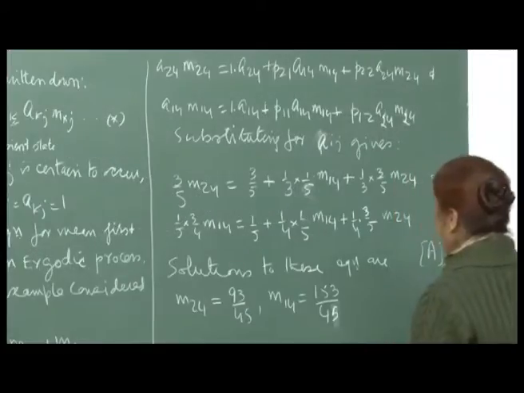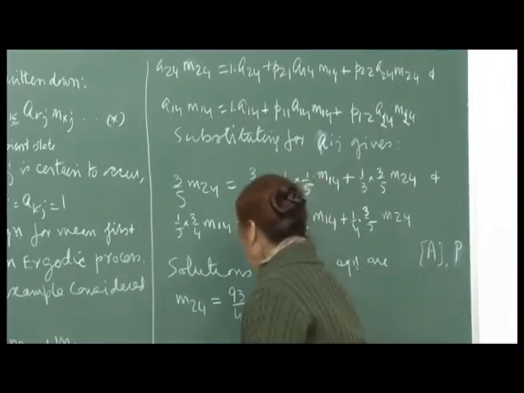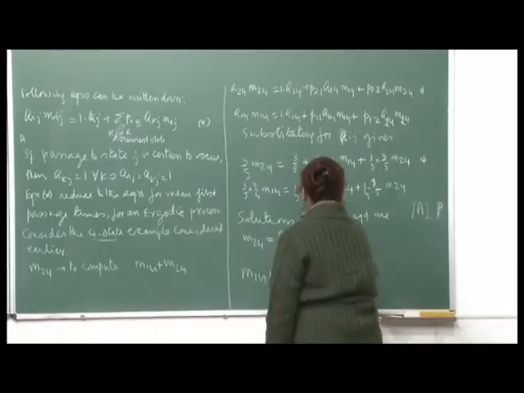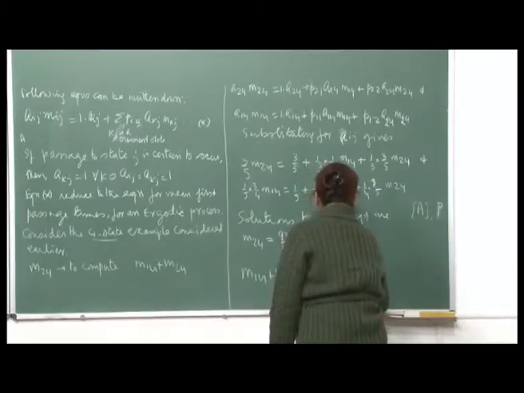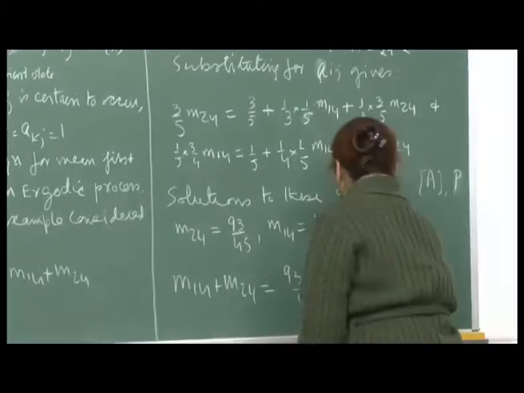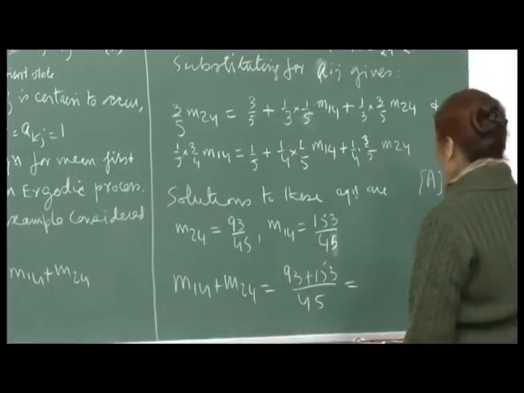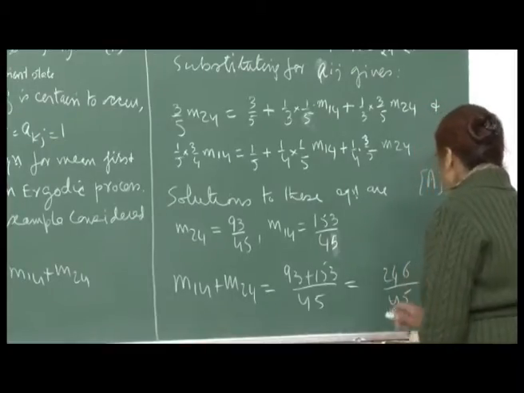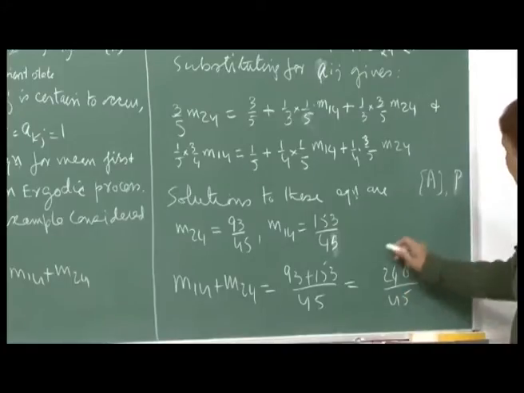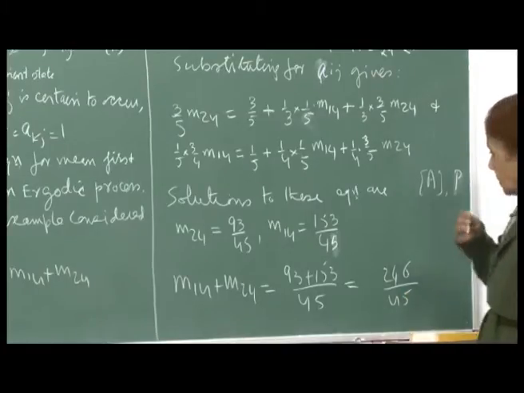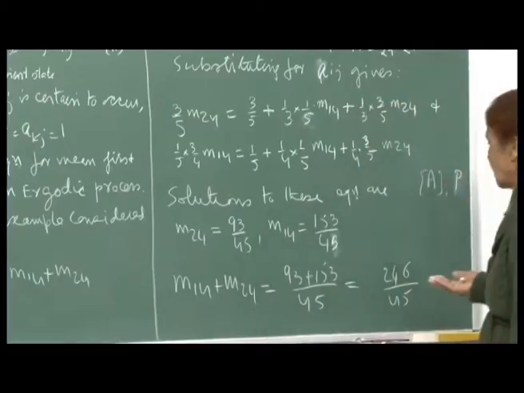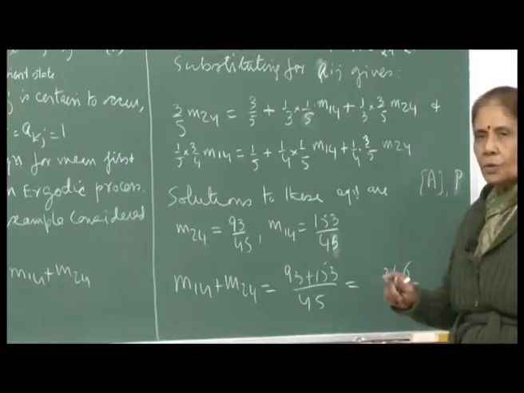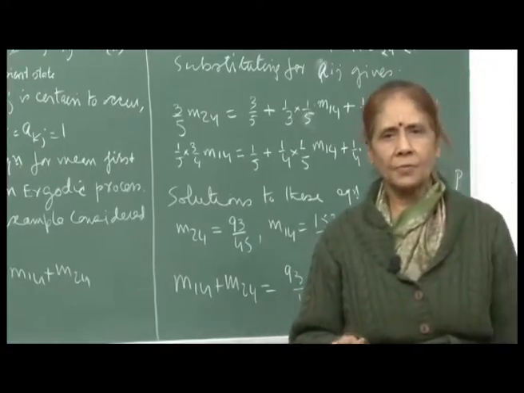As I was saying, if you look at M14 plus M24, this is equal to 93 plus 153 over 45, and this will be 246 over 45. So on average, the mean number of transitions that will be required would be 246 by 45, provided you are transitioning to the absorbing state 4.